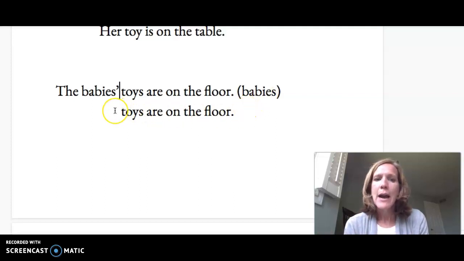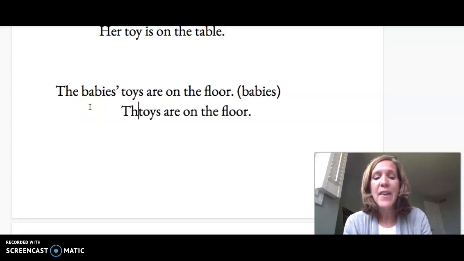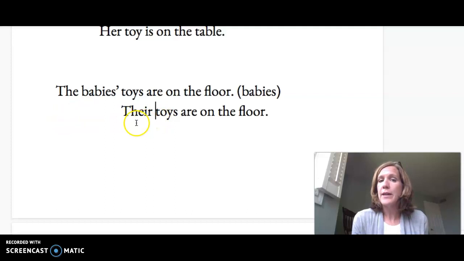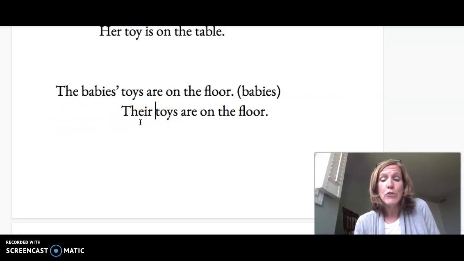Now, would we say his toys are on the table? I'm sorry, on the floor? No, or her, because it's more than one baby. So we would have to say their toys are on the floor. And notice which there that is. That's not the place, and it's not the contraction. That's the ownership. That's the possessive pronoun. Their toys are on the floor.